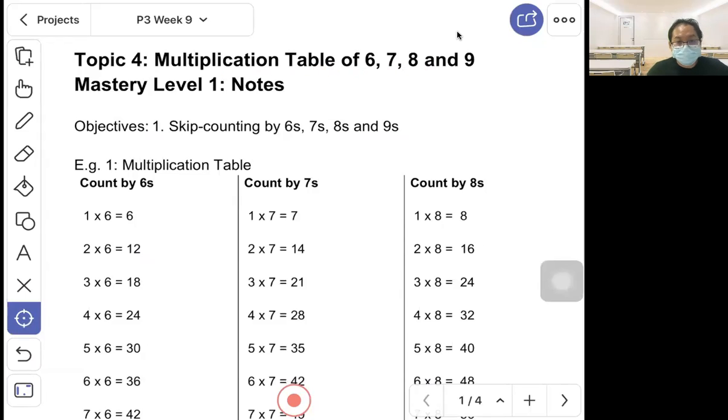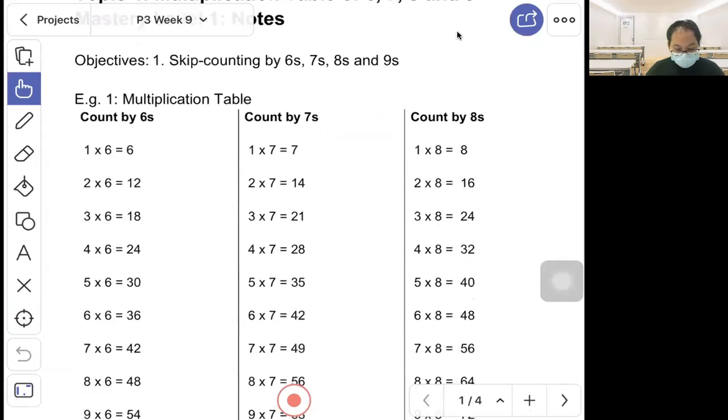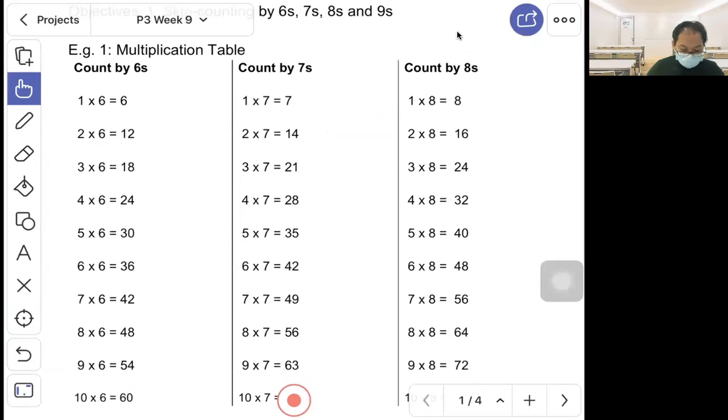So in this mastery level 1, you learn how to skip count by 6, 7, 8, 9, 10. So skip count means you show away from 1 times 6, go to 12, 18, 24, 30. So you plus 6 mentally. So this is called skip count. 36, 42, 48, 54, 60.